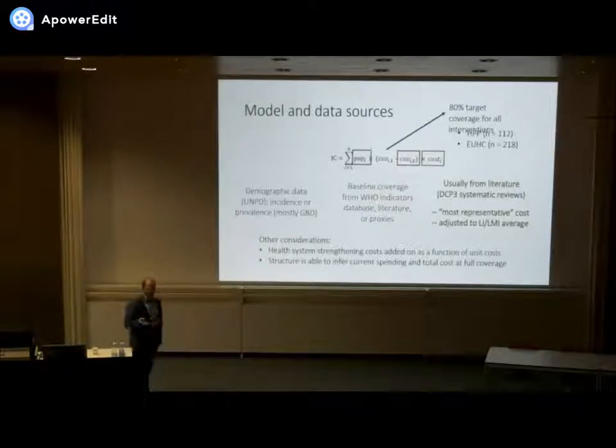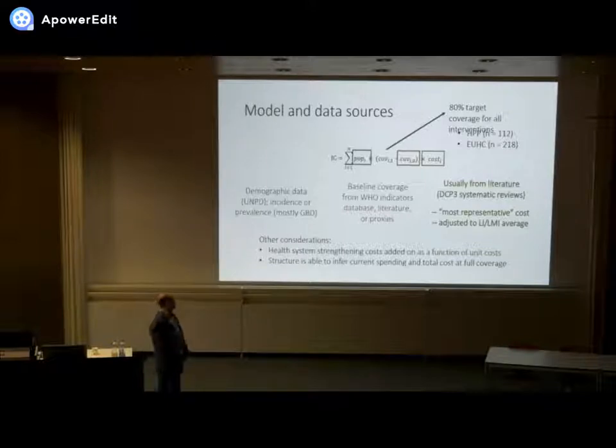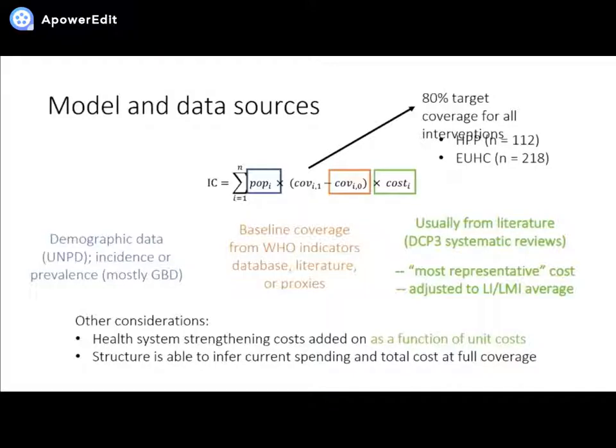But this is a very simple model, again an ingredient approach, where you take population and need, which is based on demographic and epidemiologic data from UNPD, Global Burden of Disease, and other sources. We have baseline coverage from WHO indicators where they're available, from the literature where they're available, and from expert opinion where there are no data.